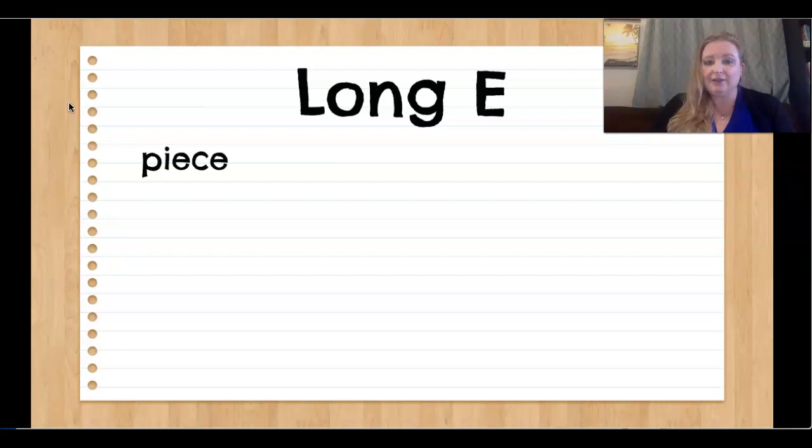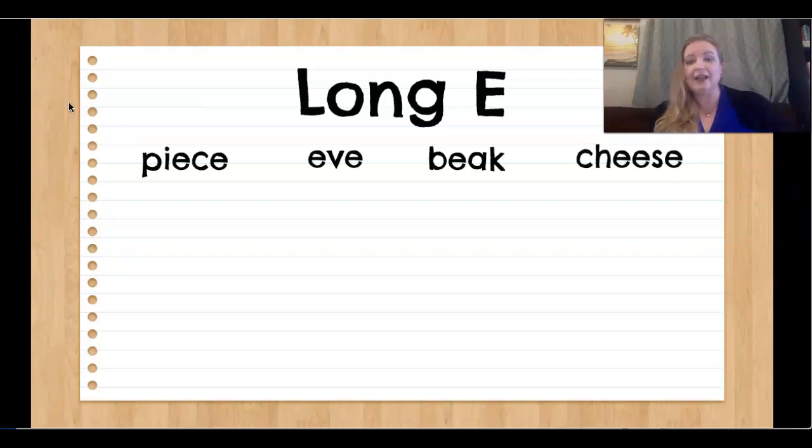Peace has the long vowel E sound. Eve does. Beak and cheese. Now see if you can find the pattern, the spelling pattern, that makes up the E sound in each word. There's the IE in peace. The E at the end only is silent, doesn't say anything. And then for Eve, the first E says its name, the long vowel E sound.